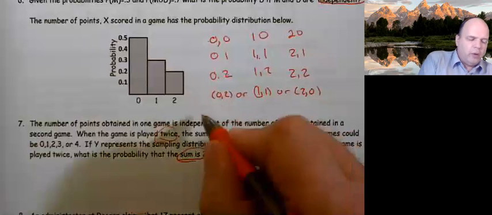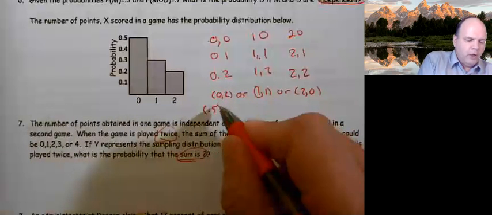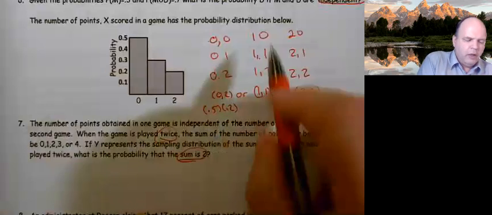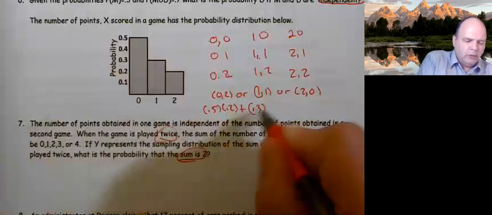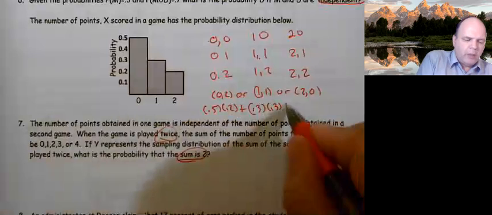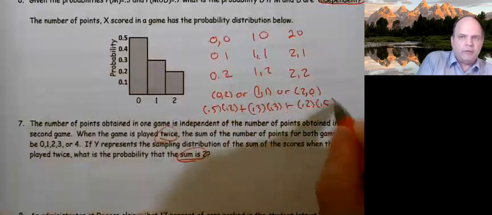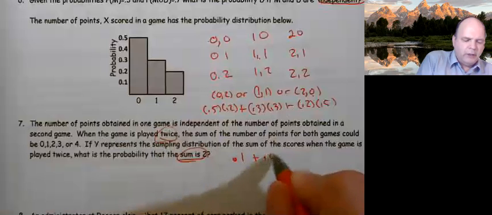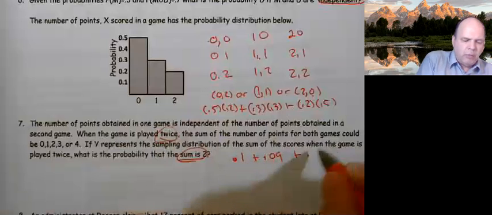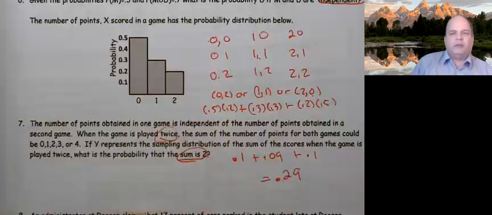So the probability of a 0 is 0.5. The probability of a 2 is 0.2. The probability of a 1 is 0.3, but I need a second 1. The probability of a 2 is 0.2. A 0 is 0.5. So in this case, I end up with 0.1 plus 0.09 plus 0.1. When I add those together, I end up getting 0.29. Okay, so that was number 7.